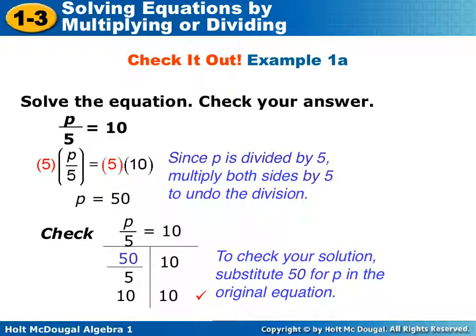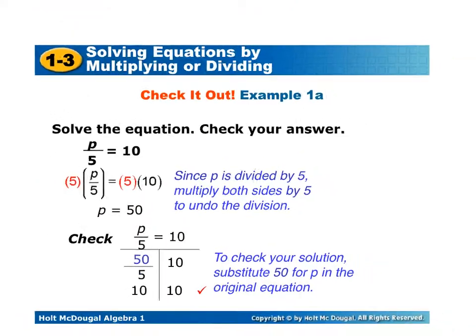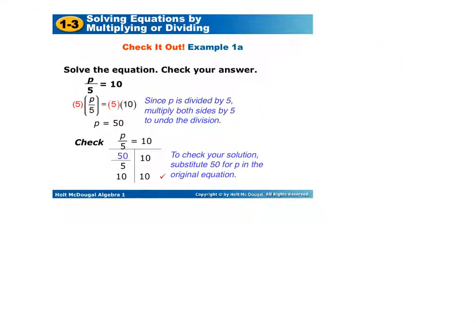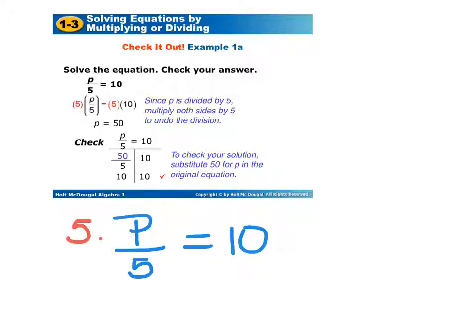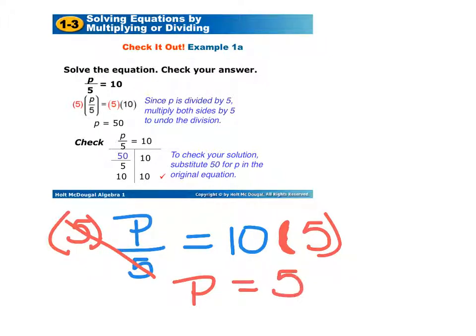Okay, let's look at an example. Okay, they're going back to an easier problem. No decimals this time, just integers. So again, I've got a fraction here. And again, remember the fraction means division. So what kind of operation am I going to use when I solve division? And what am I going to multiply by? 5. So I'm going to multiply both sides by the number that's with the letter, which is the 5. And actually, I'll just put it as a parenthesis. So then the 5's cancel away, and then I'm left with P is equal to 50.